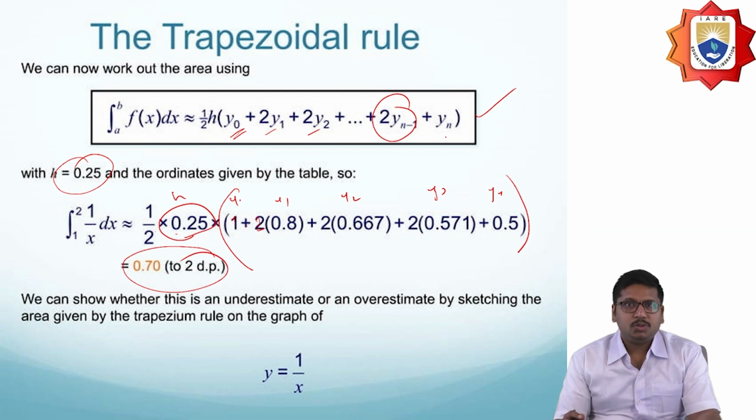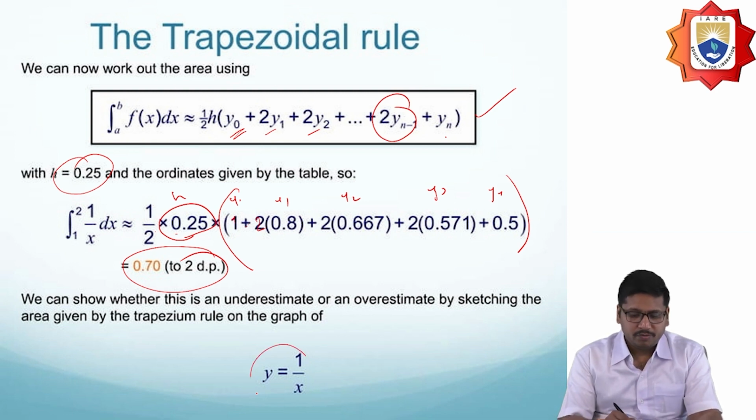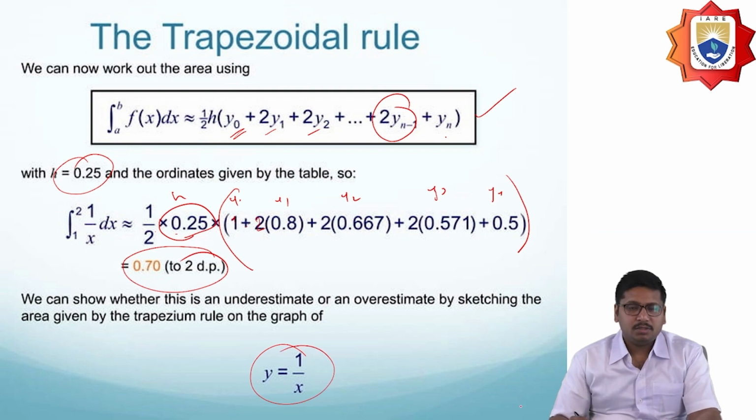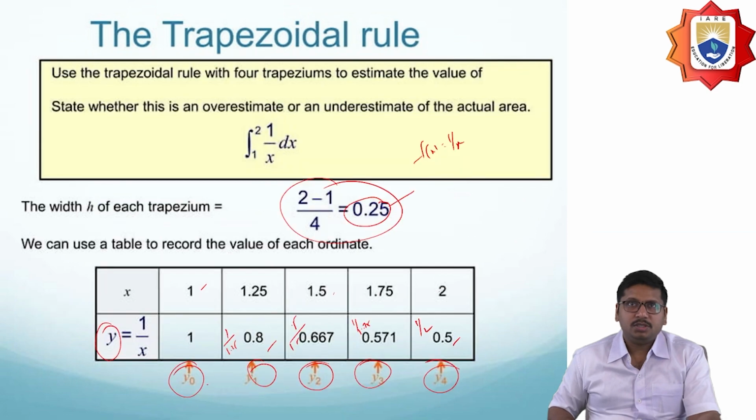So we can show whether this is an underestimate or overestimate by showing the area given by the trapezium rule on the graph of the function y equal to 1 by x. Okay, so like this we're going to estimate these values here.